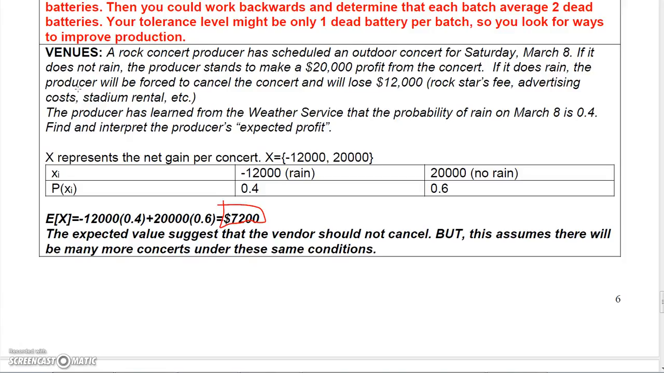I mean, if you did just one or two concerts, you might lose money, but if you did 100 of these concerts under these conditions, then you would be expected to make $7,200 per concert.